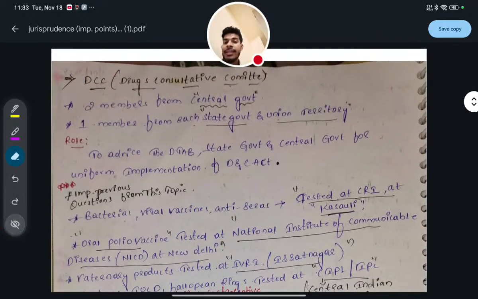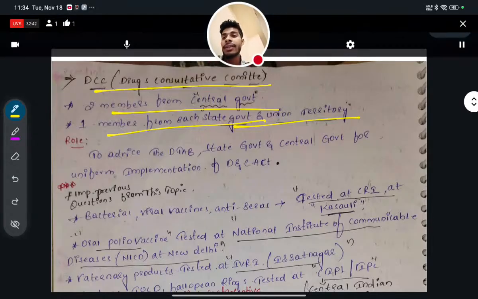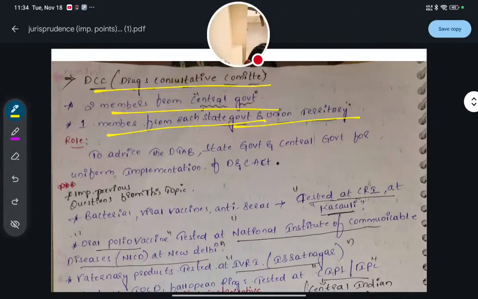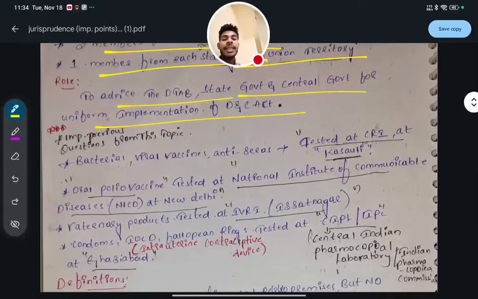Next, we will see the Drug Consultative Committee. This is the second wing. How many members does it contain? 2 members from the central government and 1 member from the state governments and union territories. So what is its role? To advise the DTAB, state governments and the central government for the uniform implementation of the Drugs and Cosmetics Act.